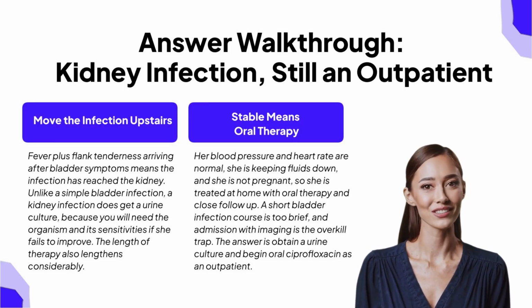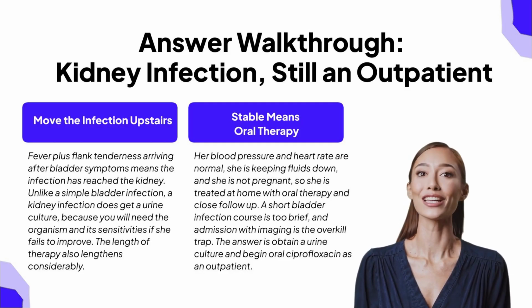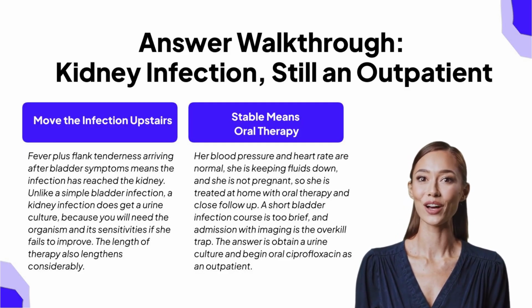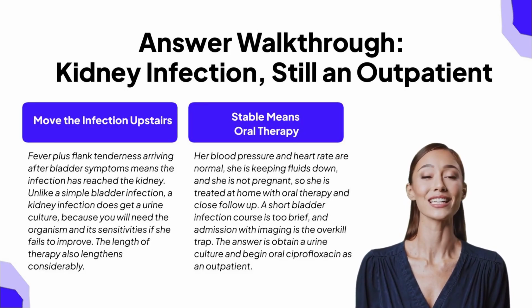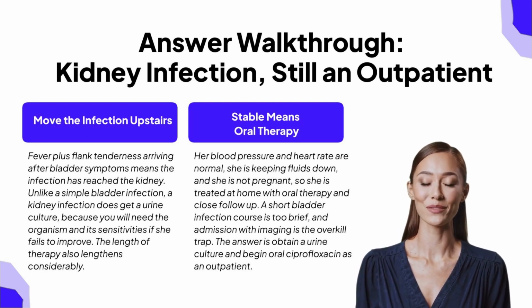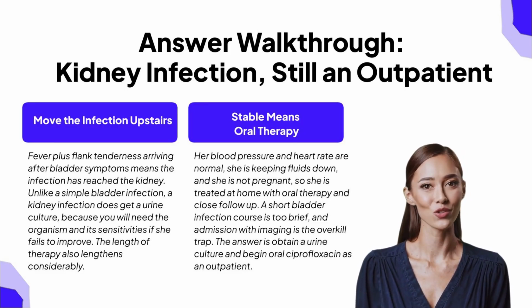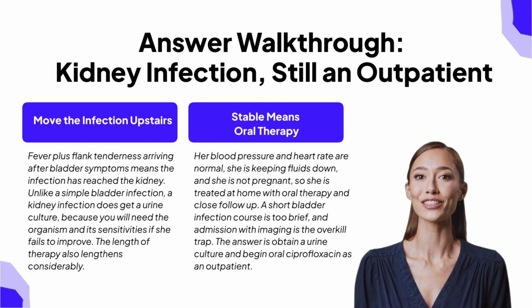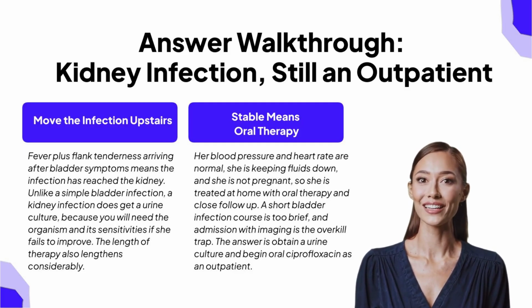Now, the wrong answers. Choice A, 3 days of trimethoprim sulfamethoxazole treats a bladder infection and is far too short. Choice C, admitting for intravenous antibiotics and scanning, is the overkill trap. Imaging is reserved for the patient who fails to improve after 2 to 3 days, or when a stone or obstruction is suspected. Choice D, withholding antibiotics, would be dangerous in a febrile kidney infection.